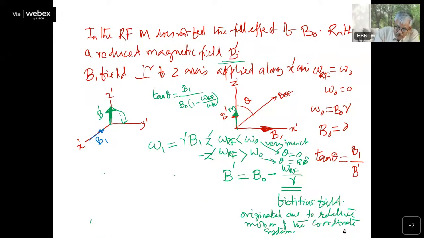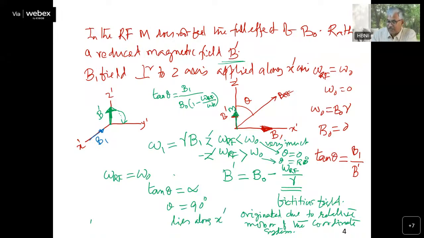When this omega rotating frame is equal to omega 0, you will see that tan theta is equal to infinity. That means theta is equal to 90 degrees. That means it lies along the X prime axis, and that happens when B prime is equal to 0.